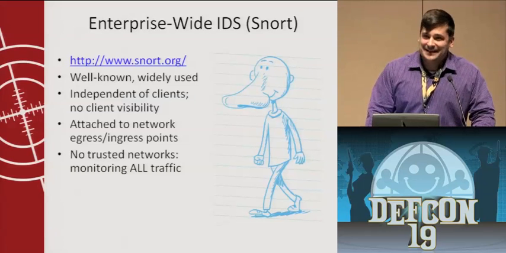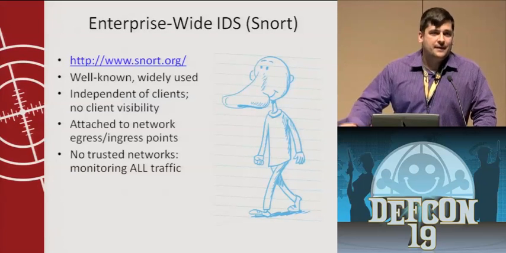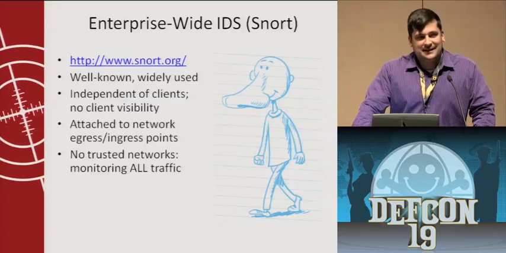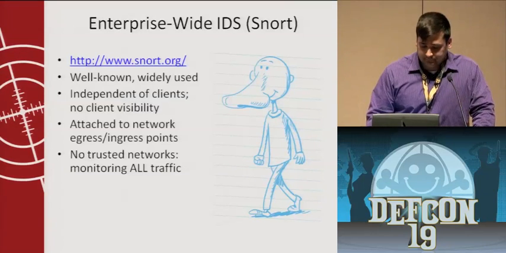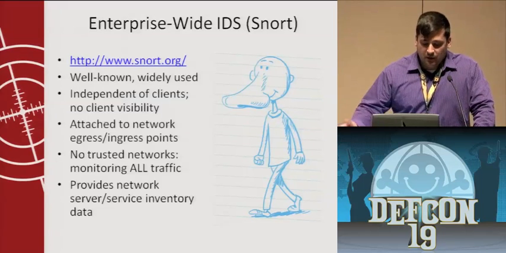There are no trusted networks. Snort, you've got that home net variable. We're not setting that to anything. We're looking for everything. Everything is untrusted in our design. And this will also provide you some network server and service inventory data.